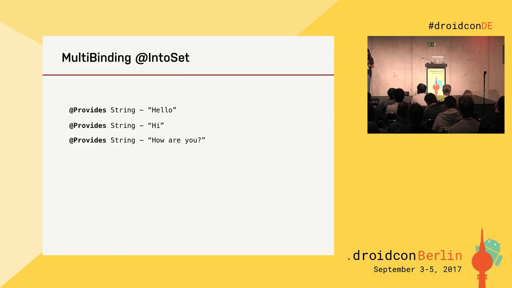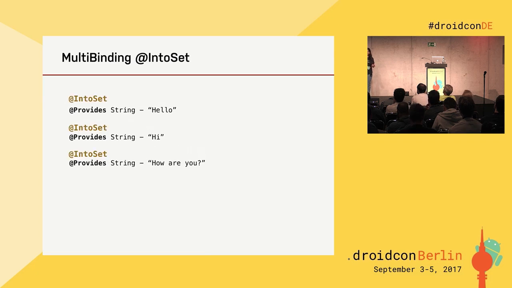So next we have multi-binding. Multi-binding, we'll look at an example for this. There is an annotation called @IntoSet. What is this? If you have 3 strings that you need to provide: hello, hi, how are you. What you can do is just mark these dependencies @IntoSet.